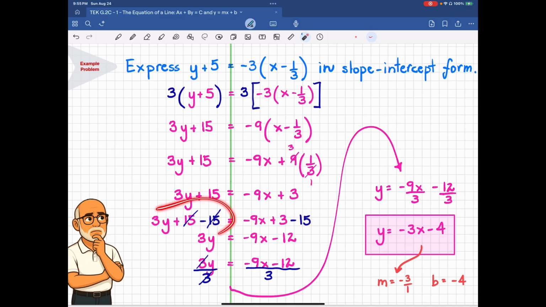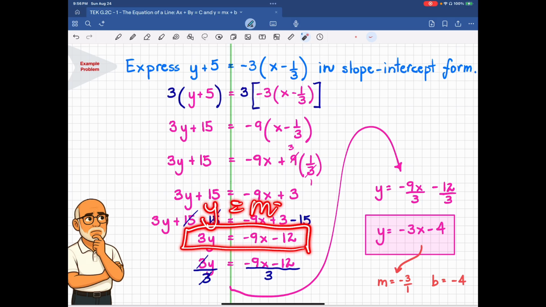Now notice what happens on the left-hand side. These 15s go bye-bye, and so they're gone, and all that remains is my 3y. Over here, I have my negative 9x, and I'm going to combine like terms, which is a positive 3 and a negative 15. A positive 3 and a negative 15 is a negative 12. Now look what's happened. I have simplified this to be almost where we need it.